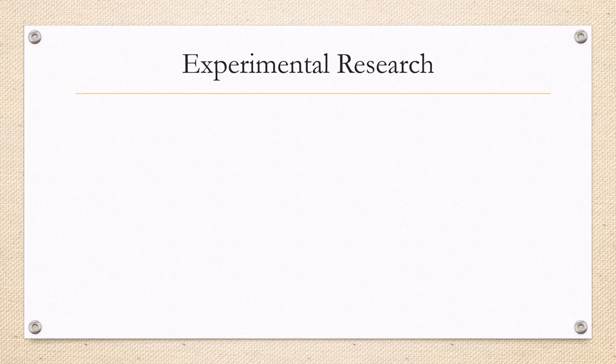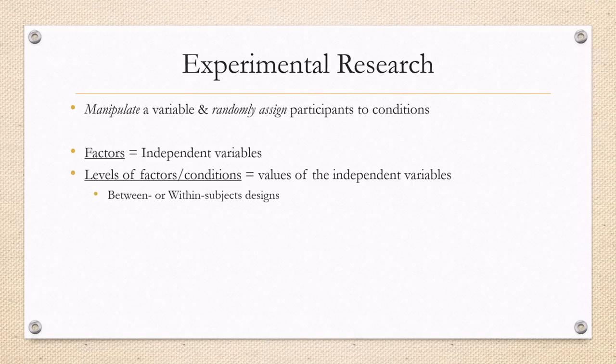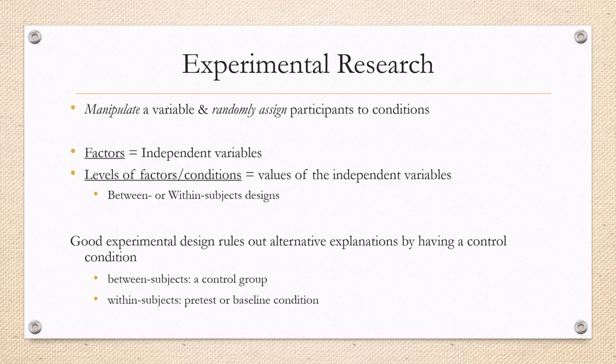In experimental research, we control one or more variables and keep everything else the same. We create conditions or levels of the variable we are interested in, and then randomly assign participants to these conditions. So our independent variables are often called factors. The different levels of factors, or the different conditions within that, are the value of the independent variables.